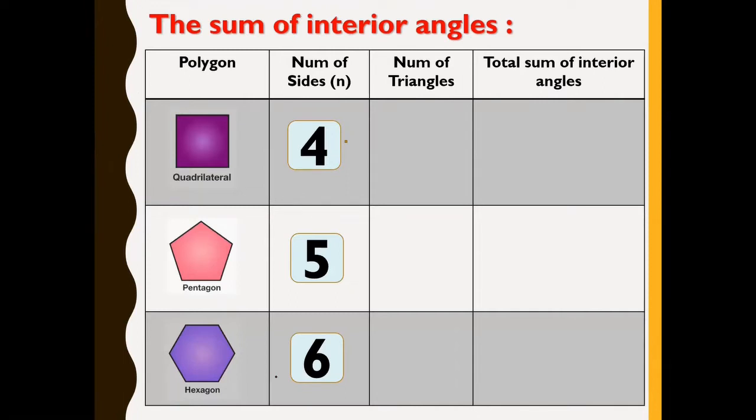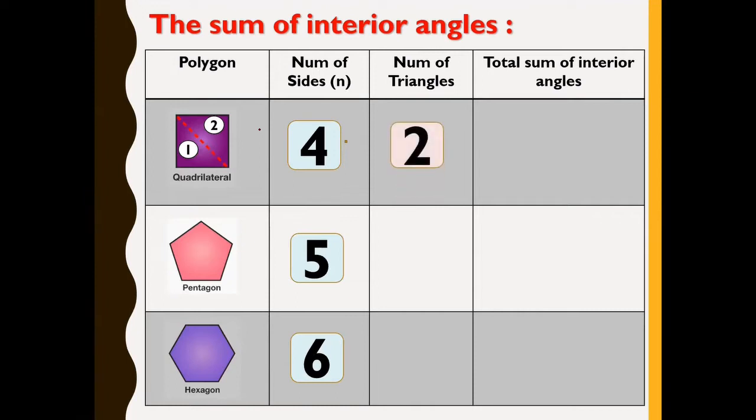So there is a quadrilateral, pentagon and hexagon. Of course we know that a quadrilateral has 4 sides, a pentagon has 5 sides, and a hexagon has 6 sides. Now we are going to see the number of triangles. Let's focus on the quadrilateral first. If I cut my quadrilateral like this, it will form 1 and 2 triangles. So the number of triangles is equal to 2.